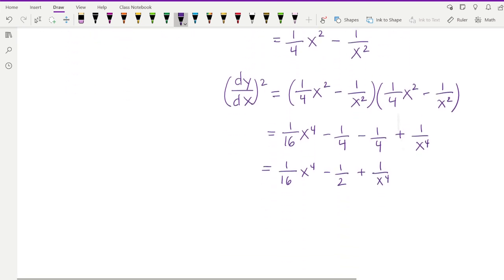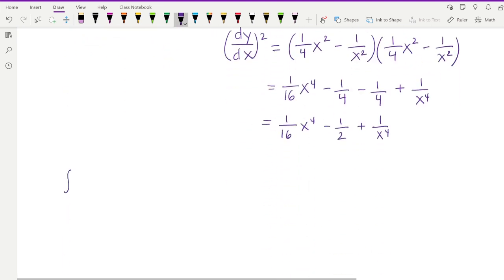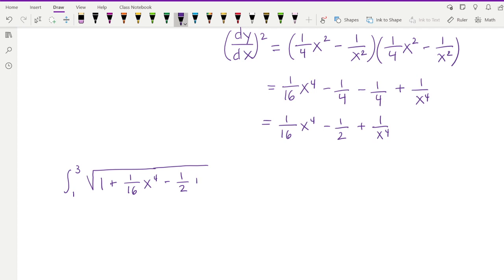Okay, so let's go ahead and put that into our integral. So we're going to have the integral, and we also need to look at our bounds, right? That was from 1 to 3 of the square root of 1 plus all this stuff that we just found. So 1 plus 1 over 16 x to the 4th minus 1/2 plus 1 over x to the 4th dx.